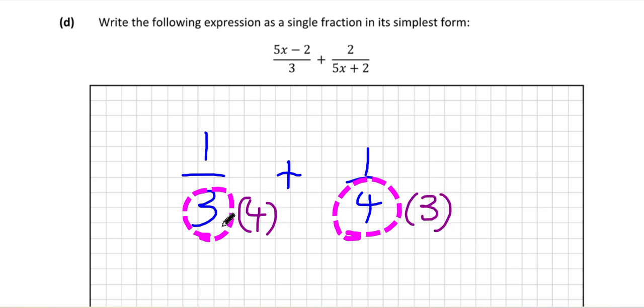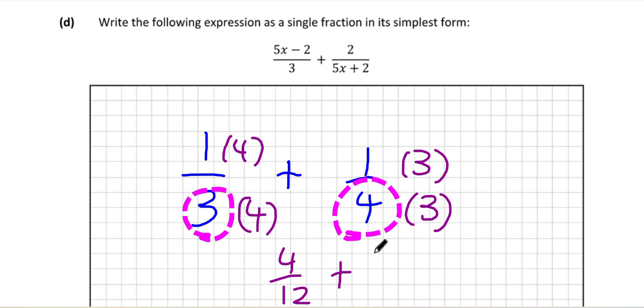But there's another rule of fractions. Whatever you do to the bottom, you do to the top. So I give a 4 to the top and I give a 3 to the top. Agreed? And then the answer I get is 4 over 12, because 3 times 4 is 12, plus 3 over 12. And when you add fractions, you only ever add the... Do you add the top and the bottom or just the top? Just the top. 7 over 12.